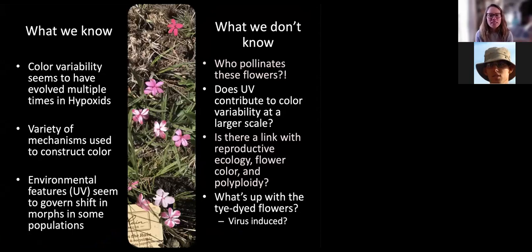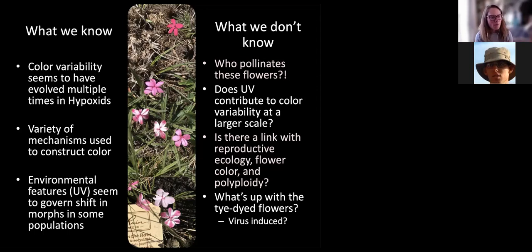And so I always like to end with what we know and what we don't know, and the list of what we know is much shorter than what we don't know, as more questions were raised throughout our journey. What we found is that color variability seems to evolve multiple times in hypoxids, or within the Hypoxidaceae family, and that there is a variety of mechanisms used to construct color. So it's not just anthocyanins or just structural color. The species are using lots of different mechanisms.